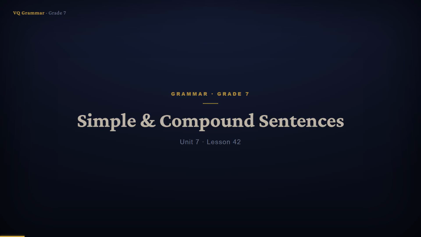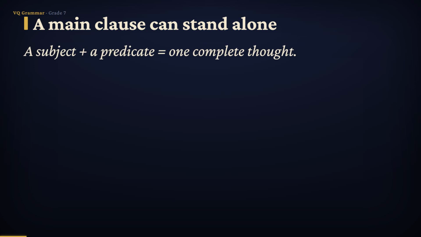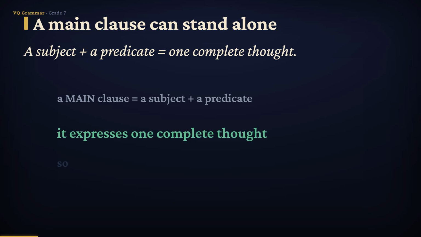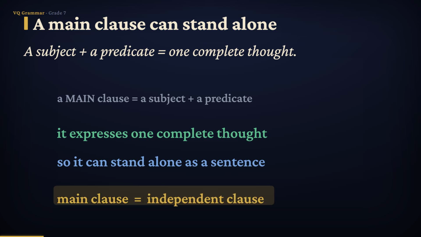Let's get started. Before we can talk about simple and compound sentences, we need one key idea, and it runs through this whole unit: the main clause. A main clause is a group of words with a subject and a predicate. Because it expresses one complete thought, it can stand alone as a sentence, all by itself. You may also hear it called an independent clause. The two names mean exactly the same thing. Hold on to that phrase, stand alone, because everything today is really just a way of handling these main clauses.